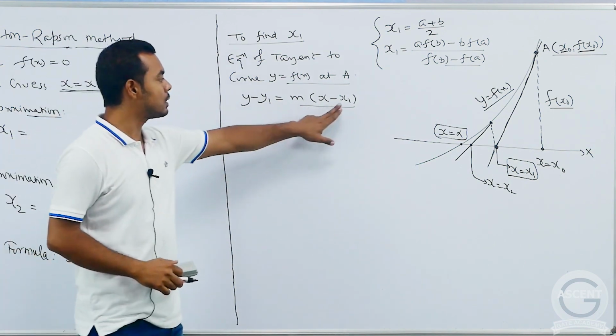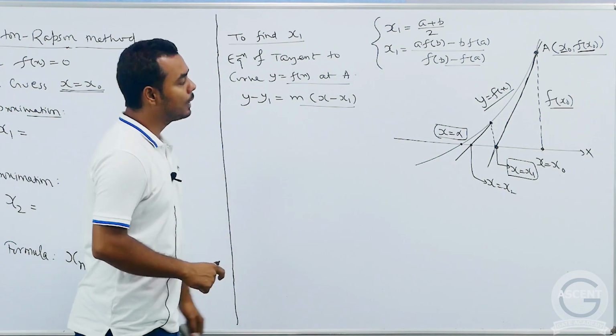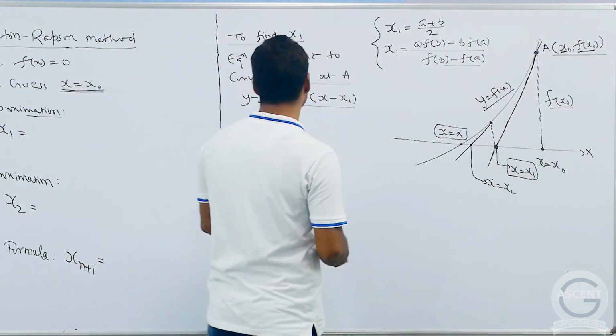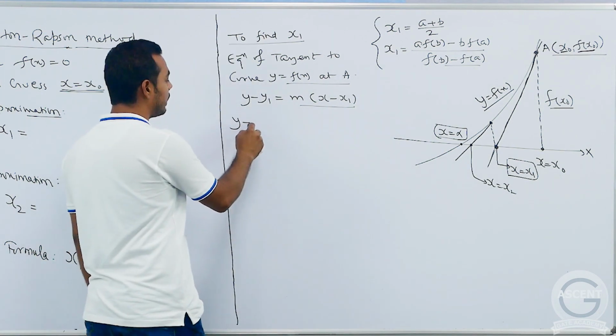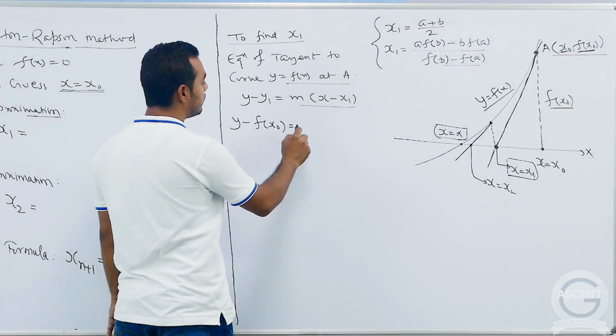So (x1, y1) is the point through which the line is passing, and m is the slope of the line. Here the line is passing through this point A, (x0, f(x0)). So this means the equation of the line will be y minus, in place of y1 we have f(x0), equals m times (x minus x1).